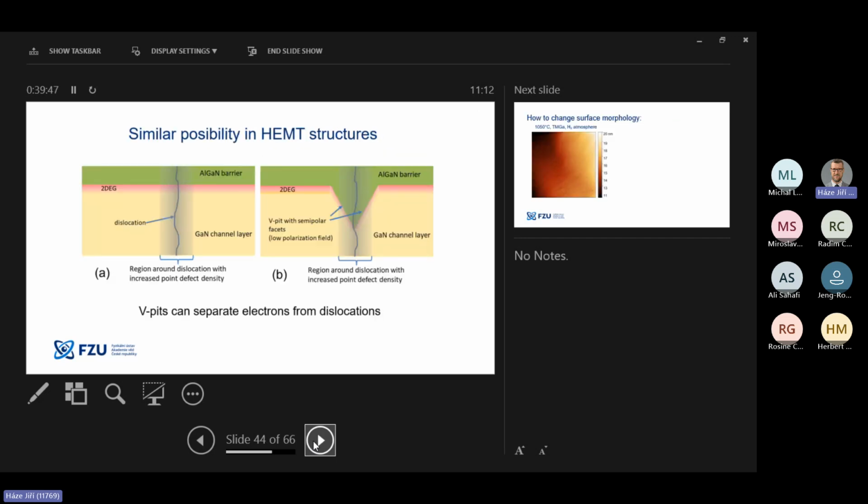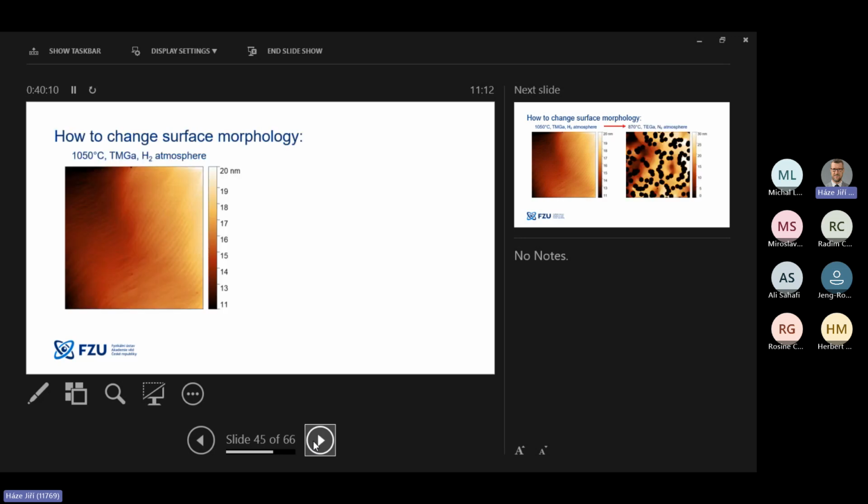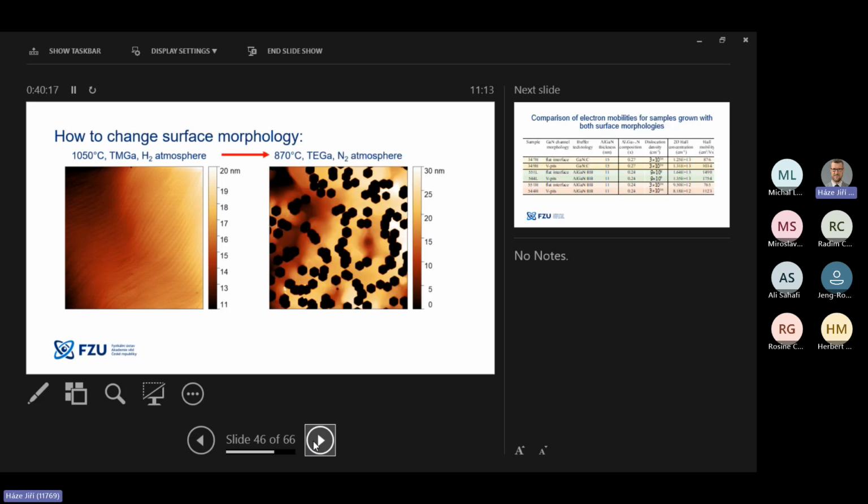semipolar facets with a lower depth of quantum well. So electrons do not penetrate this region around the V-pit, which is deteriorated, and go around actually. So it's surprising that a non-flat surface can help to improve the mobility of electrons if the interface is like that. How to produce it?